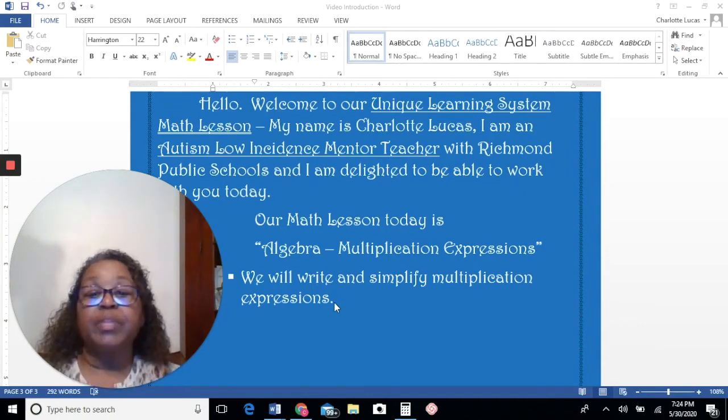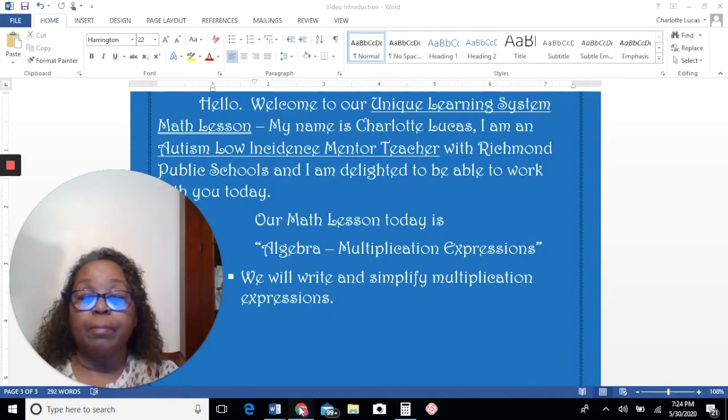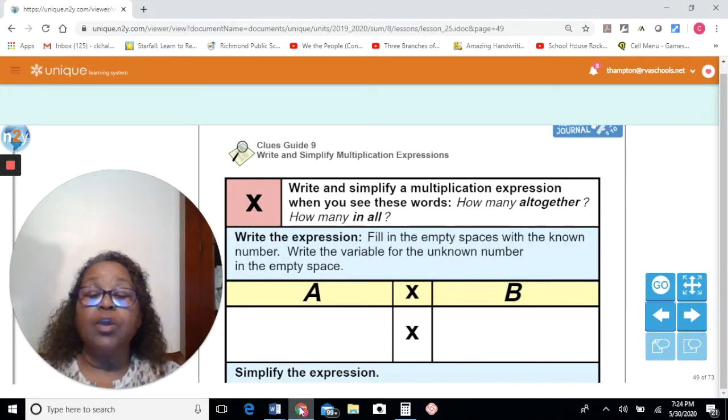Our math lesson today is algebra, multiplication expressions. We will be writing and simplifying multiplication expressions. We have a lot of work to do, so let's get to work. All right. Our task today is to write and simplify a multiplication expression.